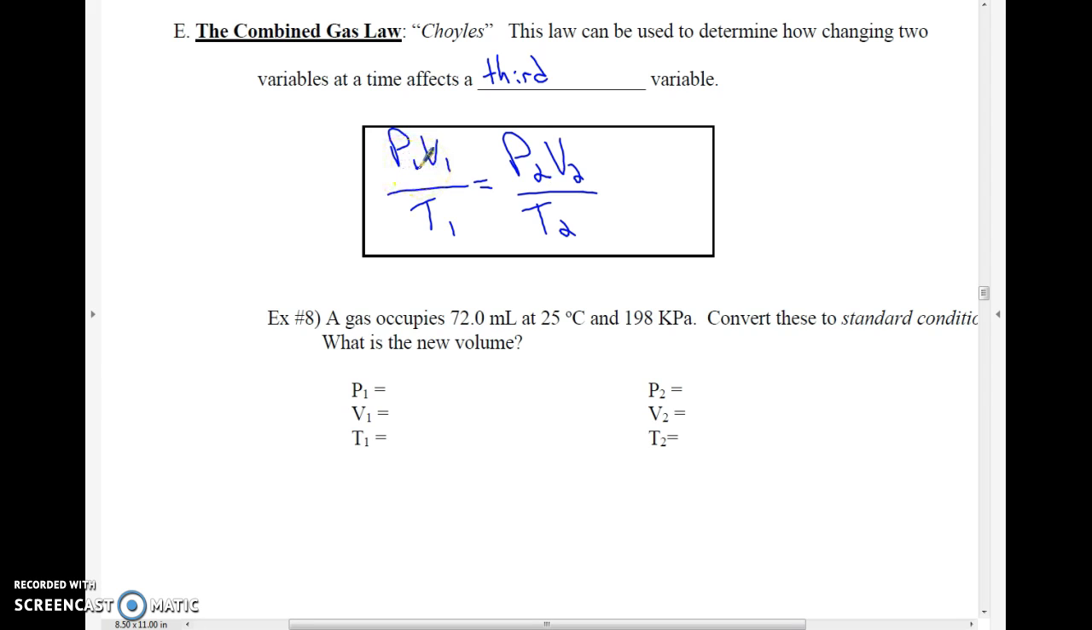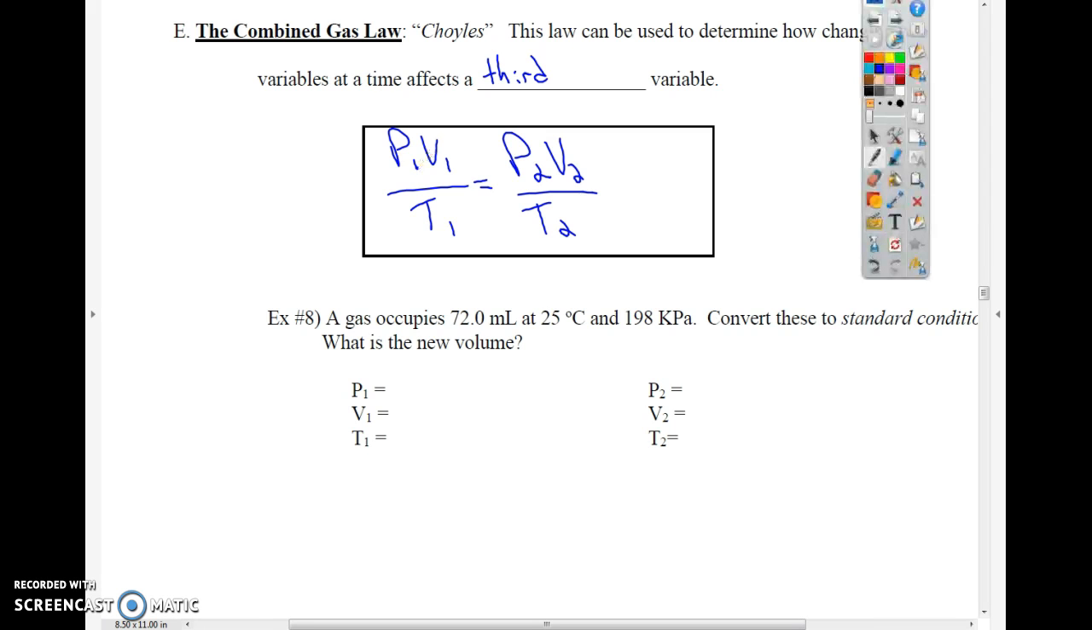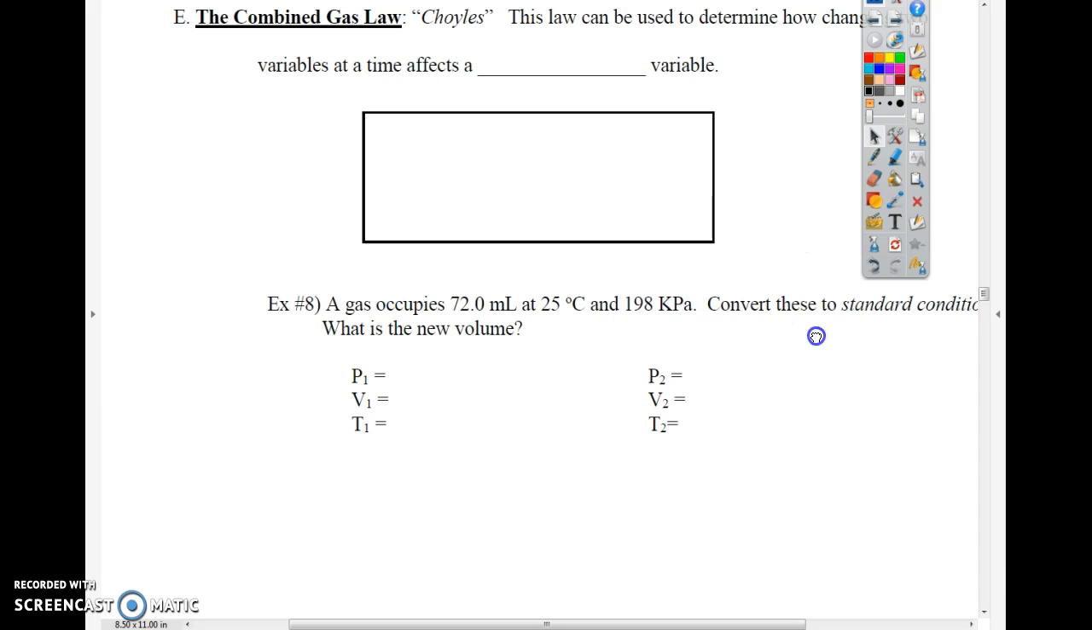You do these the same way that you would do Boyle's or Charles' law. You just have an extra variable now. It doesn't make the problem that much more difficult. You just kind of have to pay attention to what you're doing.